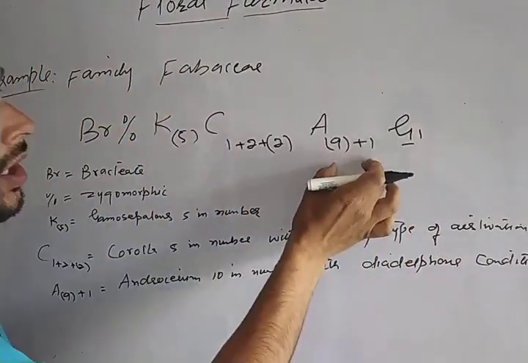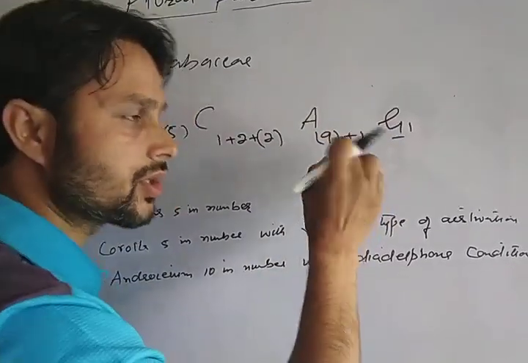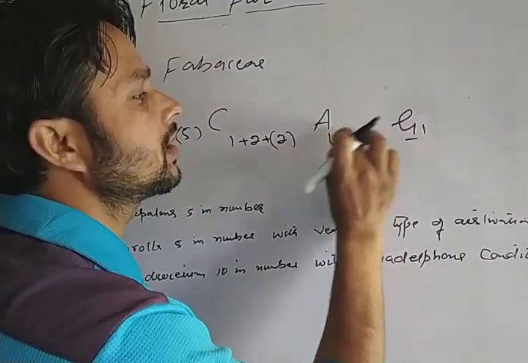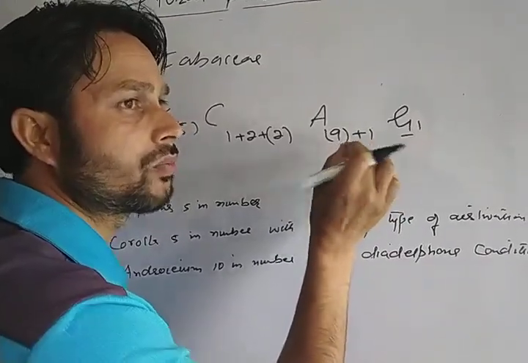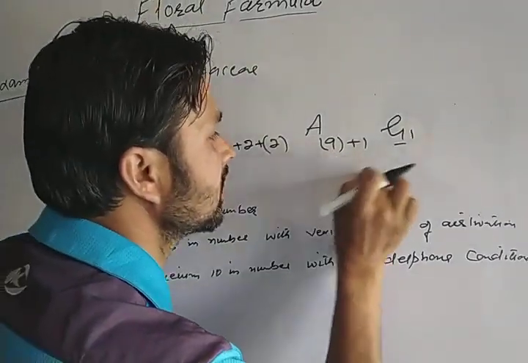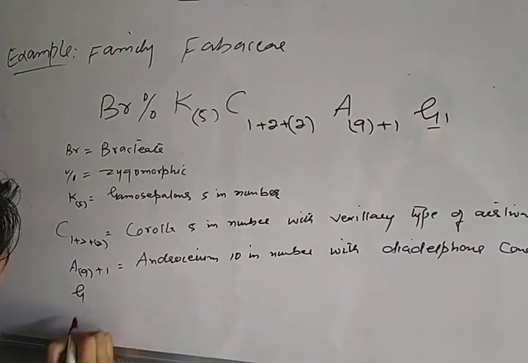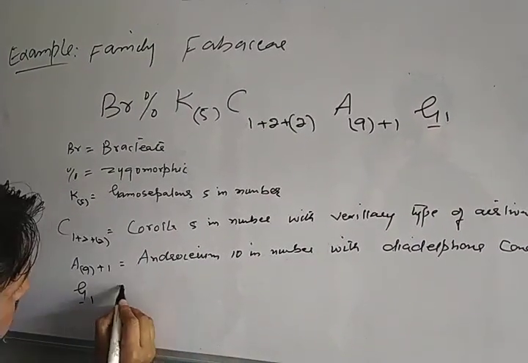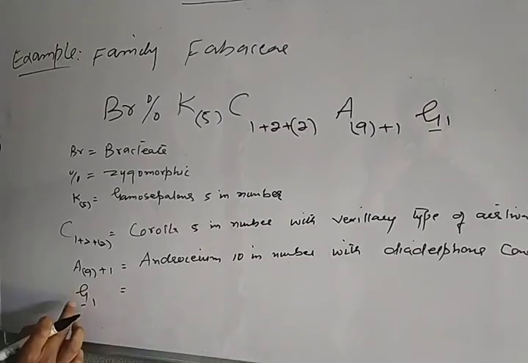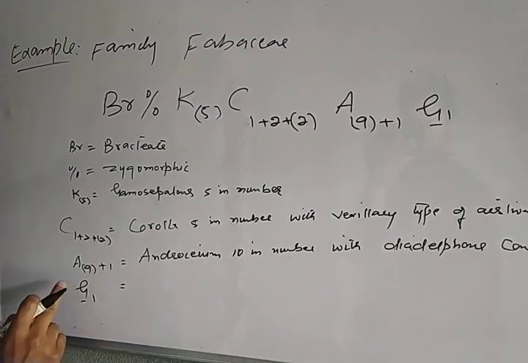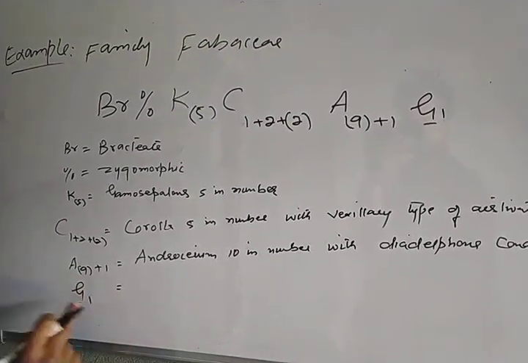Diadelphous condition. Sometimes there is monoadelphous condition. Monoadelphous means single; they are not differentiated into bundles. They remain present in a whorl, in a single whorl. And again G dash 1, that means ovary is superior with 1 carpel.